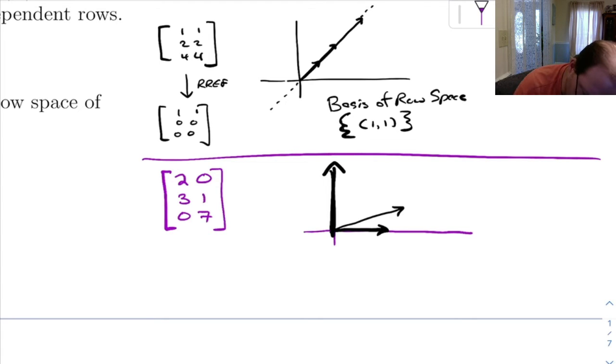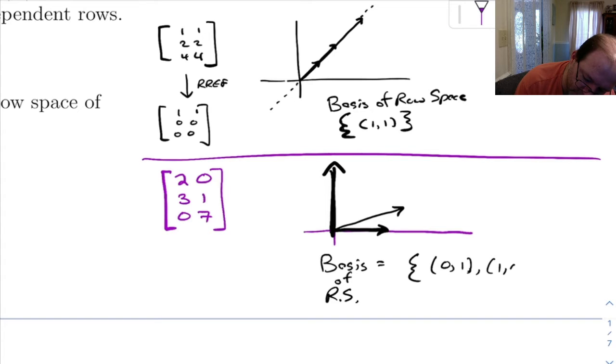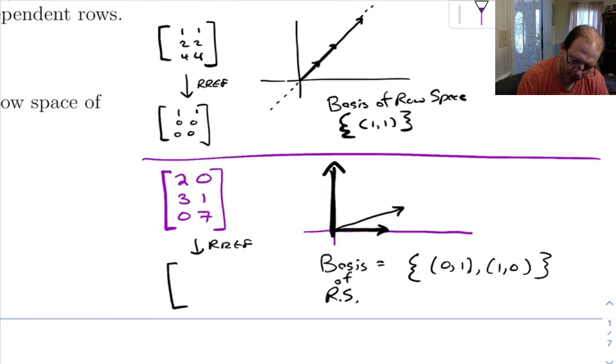But also, another way we could find a basis is just say that's everything in the plane. So the standard basis would work. So a basis of the row space is going to be 0, 1, and 1, 0. And if you were to take this and row reduce it, that's what you'd get, 1, 0, 0, 1, and then 0, 0.